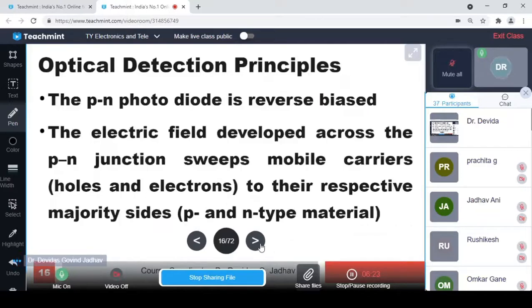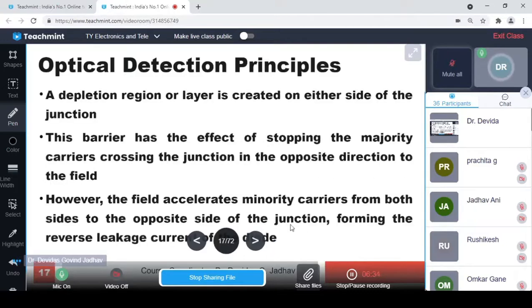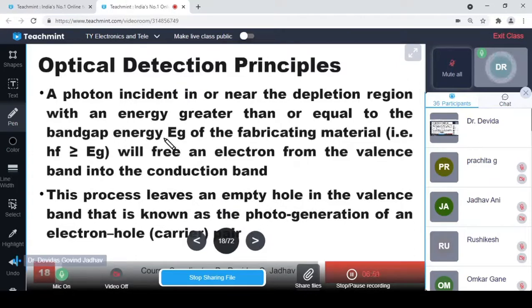So when the photodiode is reverse biased, the electric field across the PN junction sweeps the mobile charge particles, holes and electrons, and they go to the respective majority charge regions. The barrier stops the majority particles, but the same barrier field accelerates the minority charge carriers in the opposite direction to form the reverse leakage current. Photon incidence on that region, with energy more than the band gap energy, will free an electron and generate an empty hole, that is electron hole pair generation.